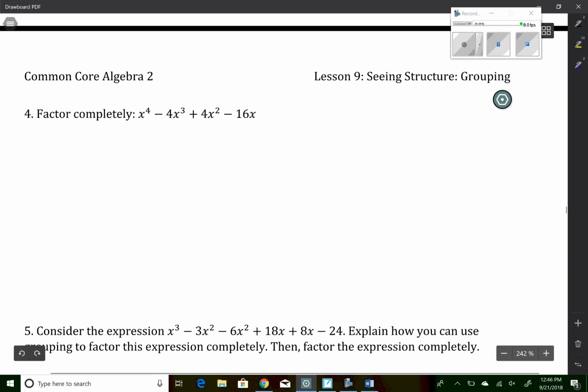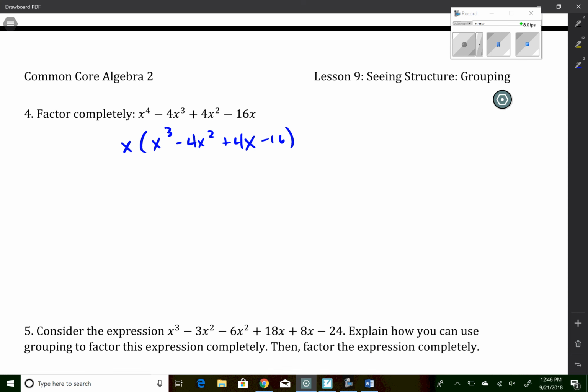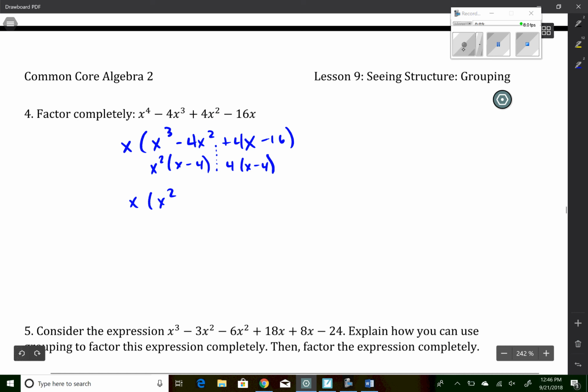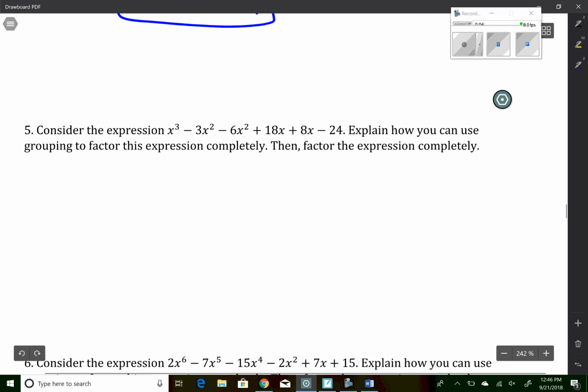Number 4, let's look for our GCF. We have an x cubed minus 4x squared plus 4x minus 16. If you didn't notice that GCF and you did grouping right away, it still works. If I do some grouping here, I have x squared, x minus 4, 4, x minus 4. So my final answer is going to be x squared plus 4 and x minus 4. Nothing left is factorable.